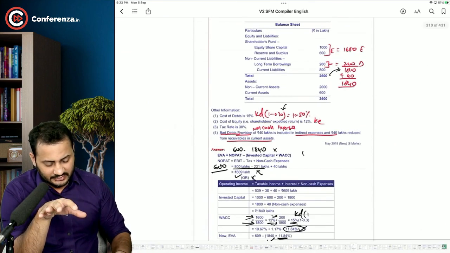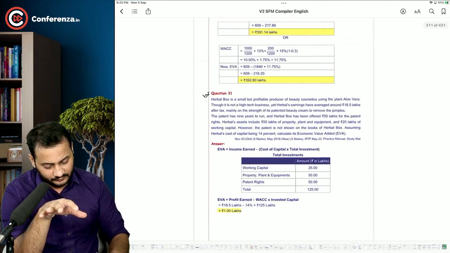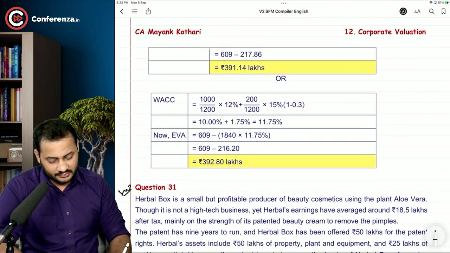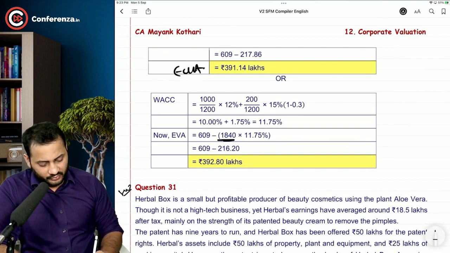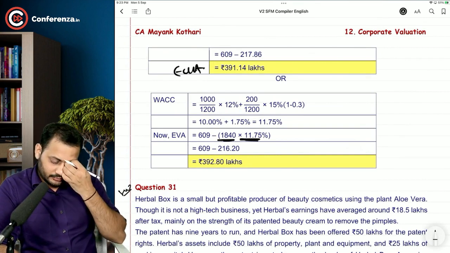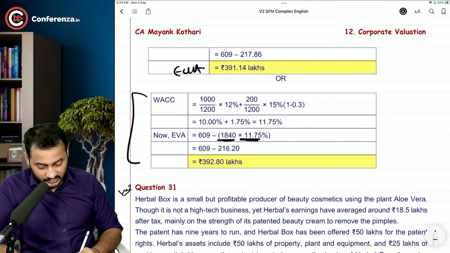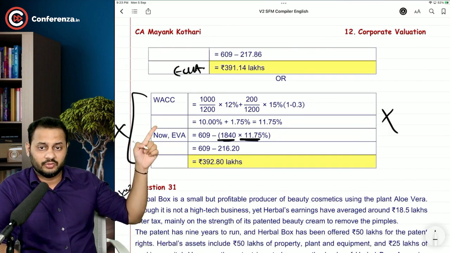And this question is a little ambiguous, I can say. You won't find this in the next questions. So this is going to be your EVA now. It's very simple: 1840 invested capital, the required rate of return. This is wrong. This is totally wrong. Do not follow this.